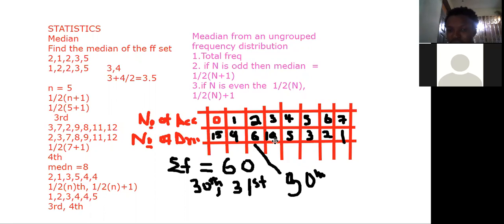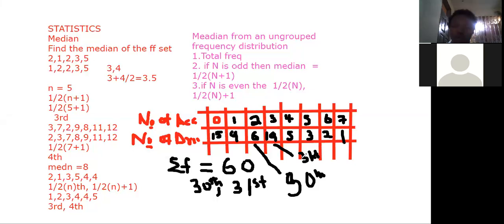Now bear with me, after this the 31st mark will be here. 30 plus 9 will give us 49, but the 31st will not be here, it will be here, on the 19th. So here will be the 31st mark, in that distance.